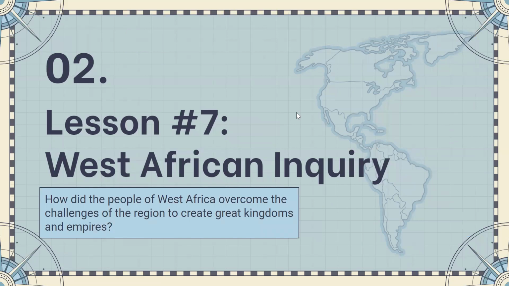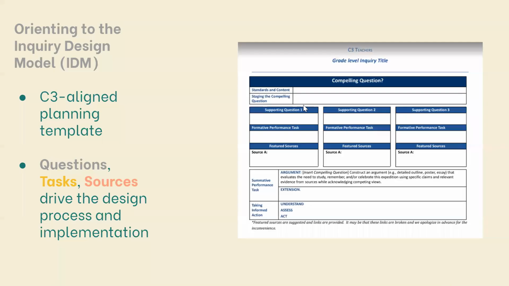So I apologize. Getting back into the West Africa inquiry, I'm going to show you what the IDM blueprint looks like. And again, it's set up a little bit differently than the other lesson plans. Though, the inquiry is driven with a compelling question. In this case, the compelling question is, how did the people of West Africa overcome the challenges of the region to create great kingdoms and empires?